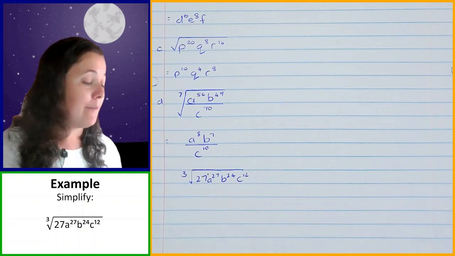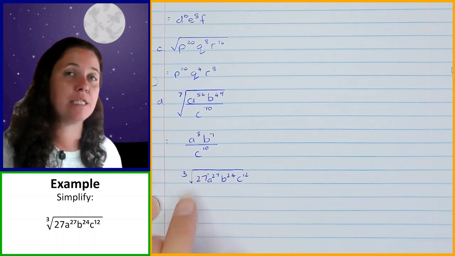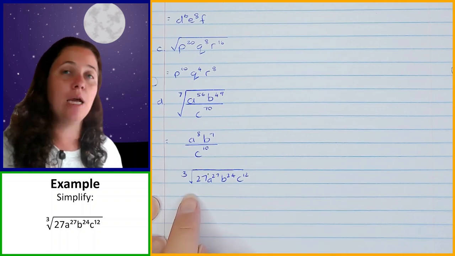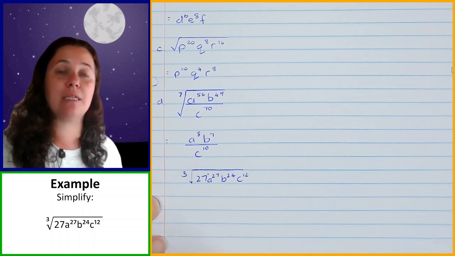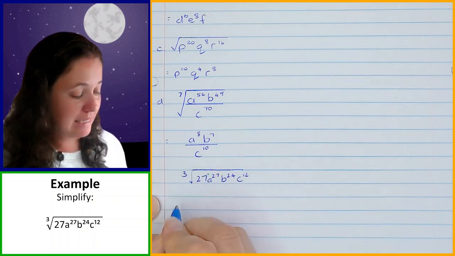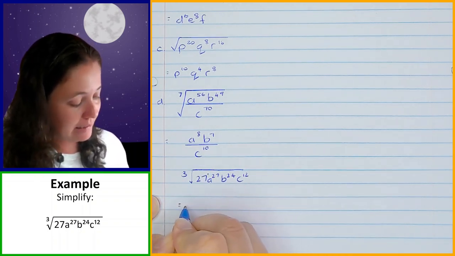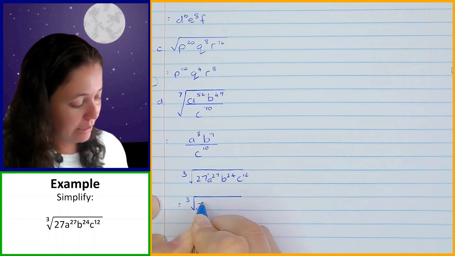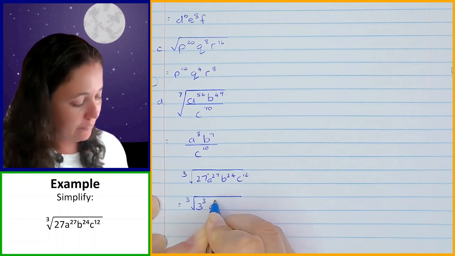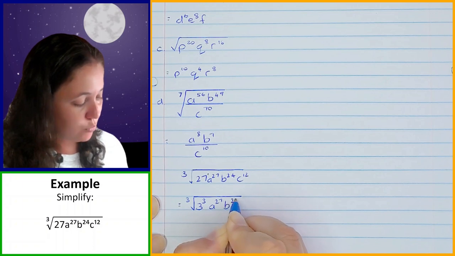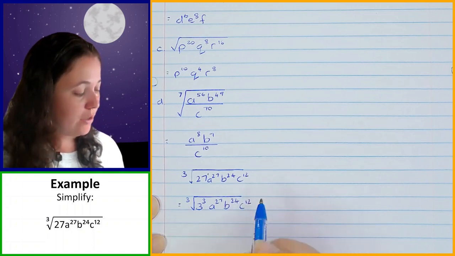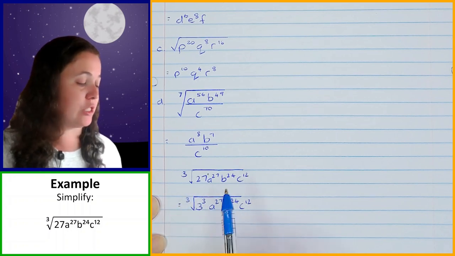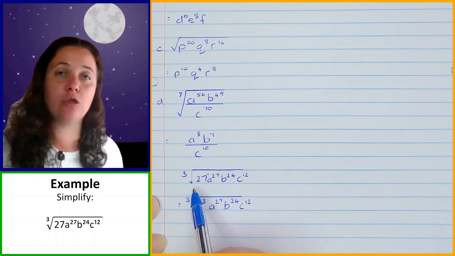Now you might be saying, oh, but I can't divide 1 by 3 and not get a fraction. Okay, we can't. But what we can do is say, well, 27, I know, is a perfect cube. Remember, we learned about the perfect cubes. We have learned that 27 is the same as 3 cubed. So this is actually the same as the cube root of 3 cubed, a to the power of 27, b to the power of 24, c to the power of 12. So it helps if you know your perfect cubes and your perfect squares and so on, because it'll help you to be able to do things like this.